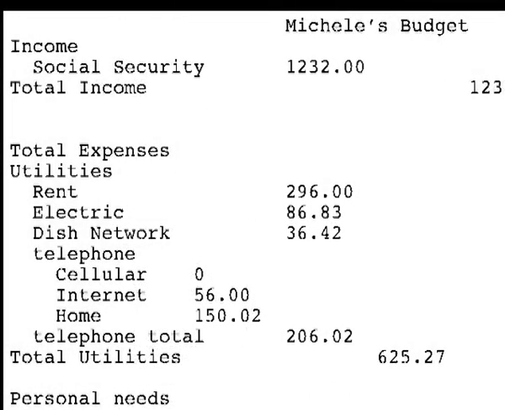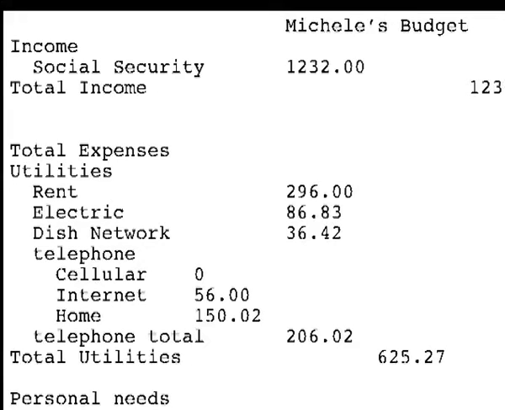Okay, now we're looking at the close-up of the budget. We have our income coming in for Social Security. It is $1,232 a month. That is our total income. Our total expenses include utilities such as the rent, which comes through Section 8. It's $296 I pay each month. The satellite dish bill, I'm a little bit behind, but it's $36.42.